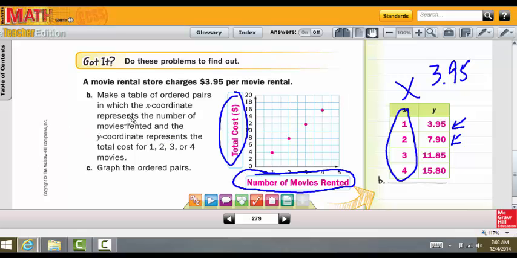So back to what they asked us to do. They asked us to make a table of ordered pairs. We did it. And then to graph those ordered pairs, which is exactly what we did here.